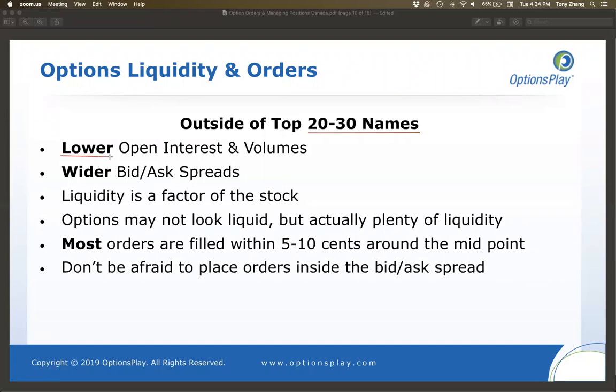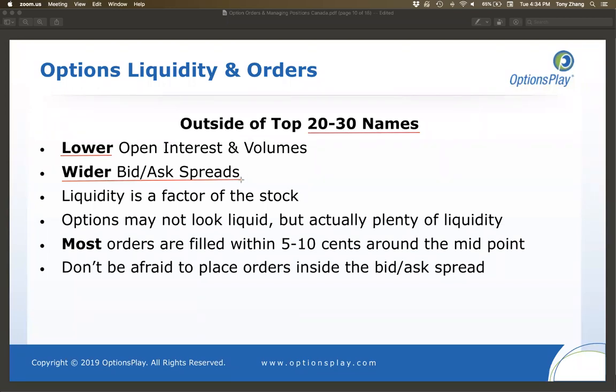A lot of people ask me, well, would I ever trade something that has a lower open interest and volume? The answer is yes. However, you need to be careful because these stocks or these options with lower open interest and volume typically have wider bid-ask spreads.